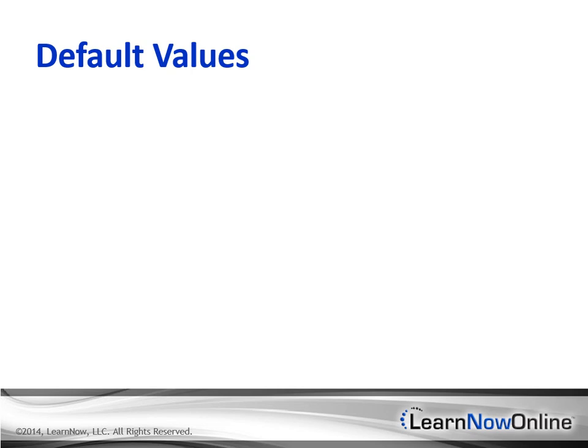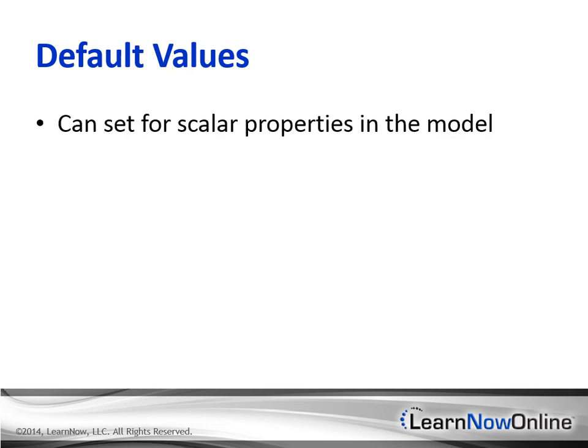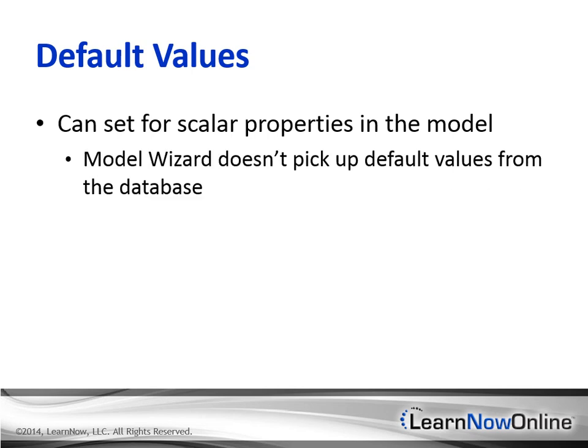Another customization of the model that you should consider doing is to set default values where they make sense. You can set default values for scalar properties in the entity data model using the Properties window. You can also set defaults in the database, but the entity data model wizard doesn't pick those up and apply them to the model. Overall, this is probably a good thing because you may not want to implement all database defaults within your model. So you have to set them manually if you want to use the defaults within your application.